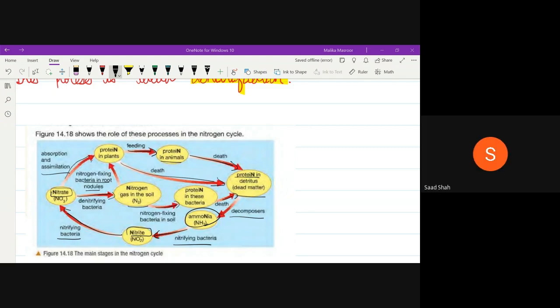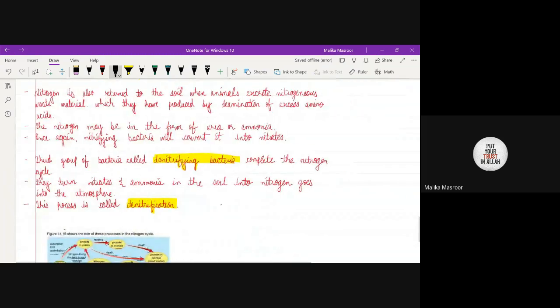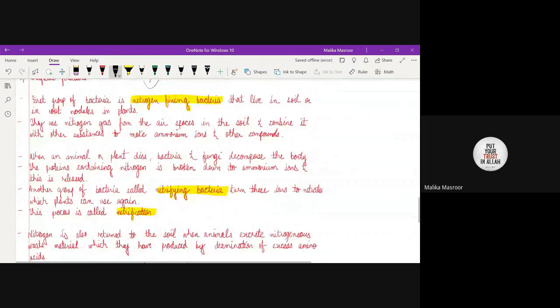Is nitrogen fixing the opposite of nitrification? Nitrification, nitrogen fixing. We are converting ammonium into nitrates. That is nitrification, right? And that was converting nitrates. Yes, you can say that.